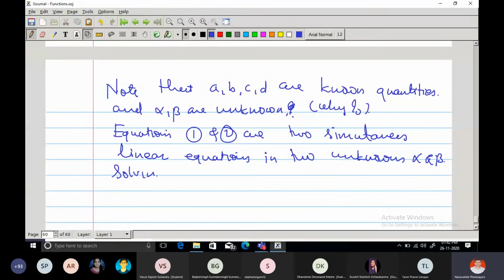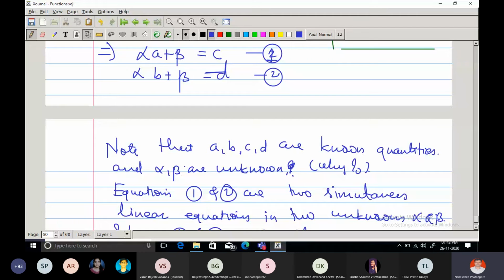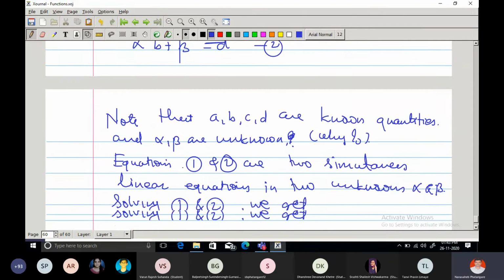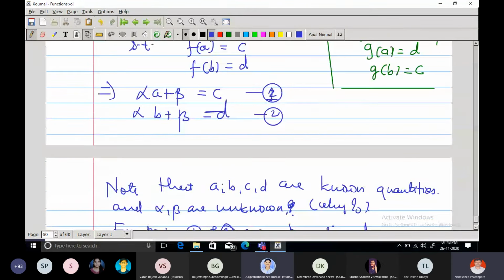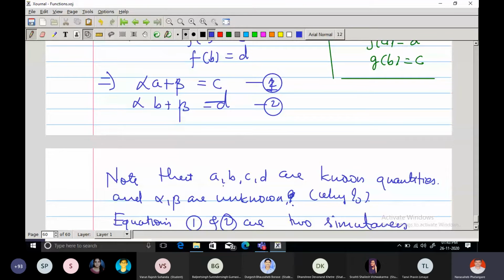Therefore, what are the values of alpha and beta? See equations 1 and 2. If we subtract the second from the first, beta will get eliminated, and what is the value of alpha? What is alpha? Just subtract 1 and 2. Beta will get eliminated, and we get C minus D upon A minus B. Very good.